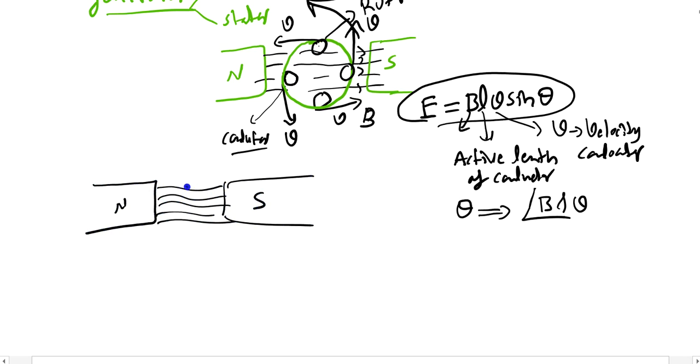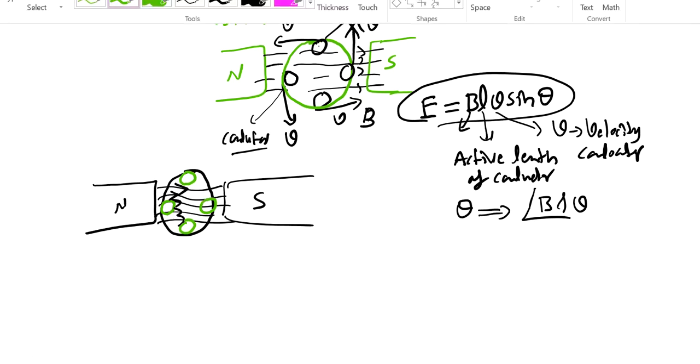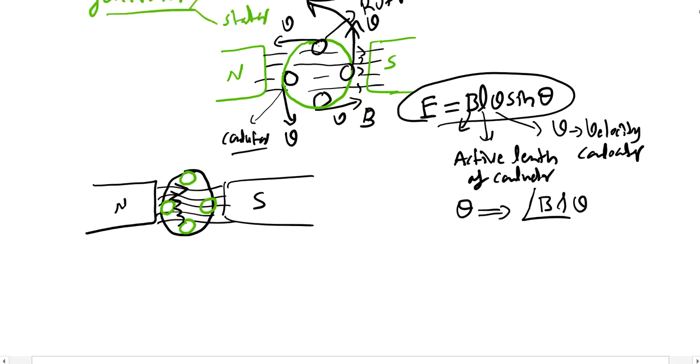So this is the magnetic field direction I'm taking, and we have the rotor and the conductor. Suppose I place my conductor at different positions, here and here. For these different positions, what could be the direction of the velocity of my conductor? It is tangential with respect to this rotor.